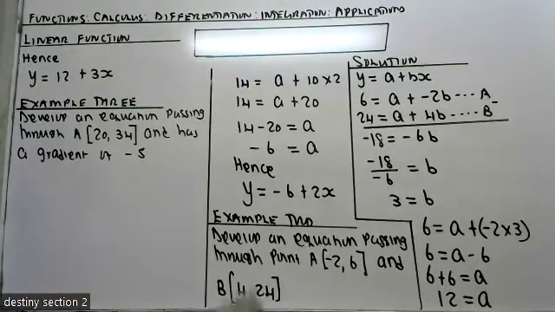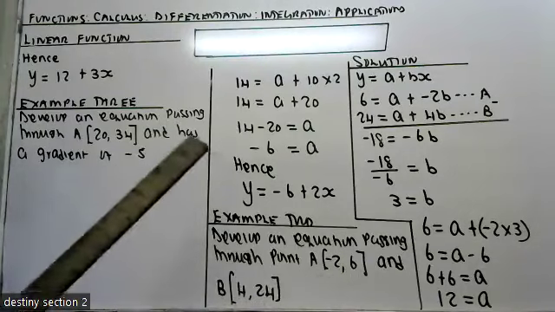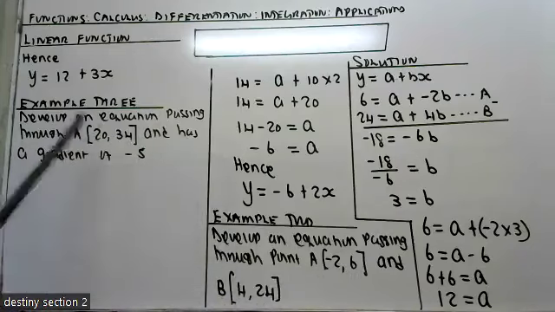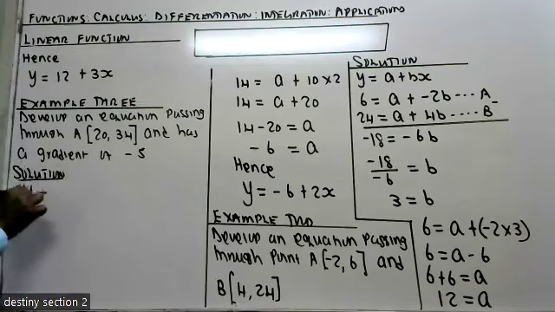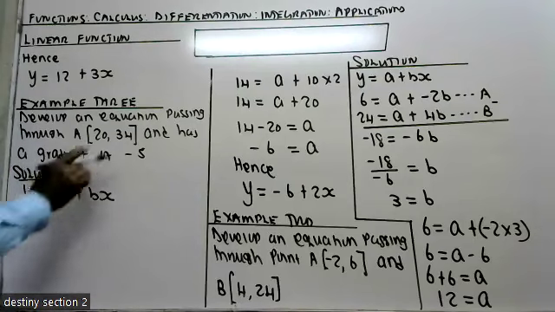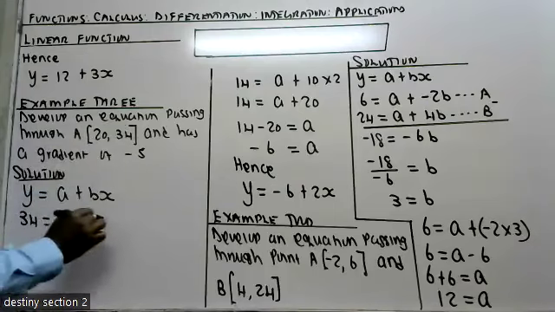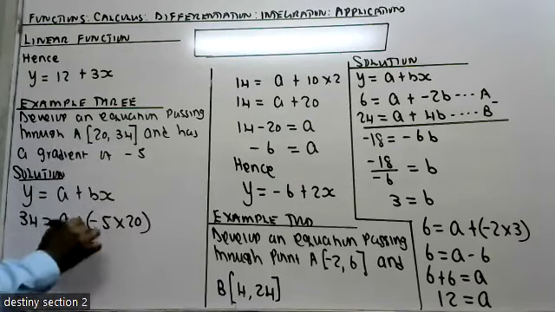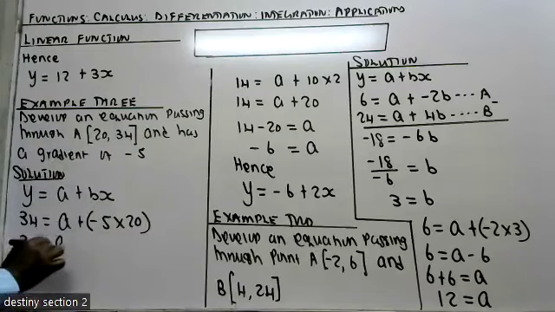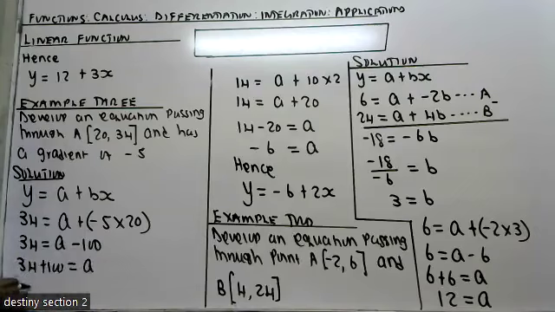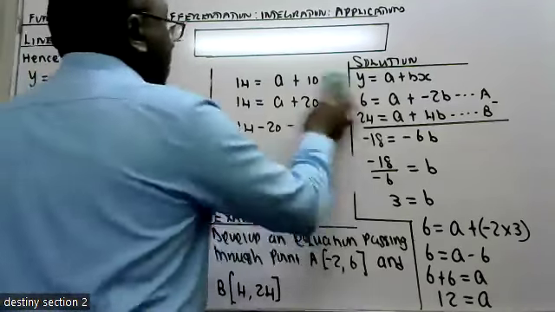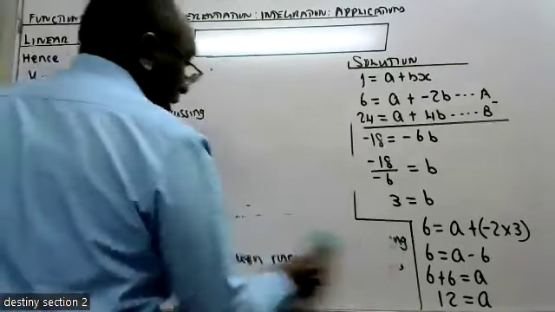a linear function is fully defined when you are given coordinates of any 2 points, or when you are given coordinates of 1 point and the gradient. Now, this one is very, very simple, because all you require is Y equals A plus BX. Then we know Y is 34. A we do not know, but we know that B is minus 5, and we know that X is 20. So this becomes 34 equals A minus 100. And therefore 34 plus 100 is equal to A. So 134 is A.